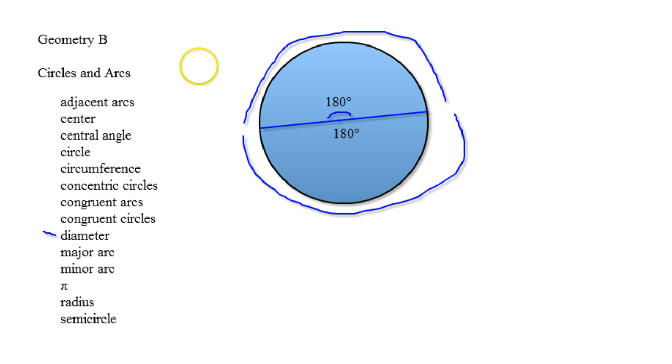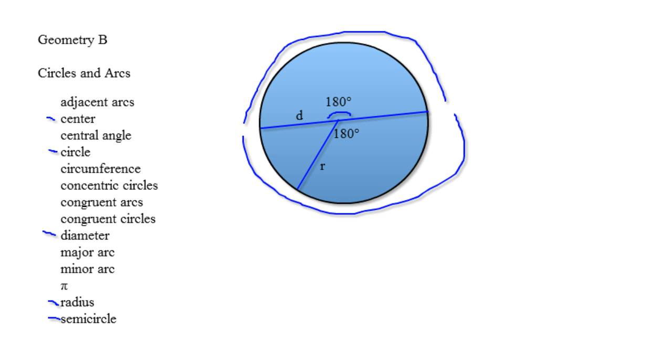Now what if I just draw out from the center, not going through to the other side, but just from the center to the edge? That will be called a radius. So we'll call this a D for diameter, and this one a radius right here. Let me see what else did we get.